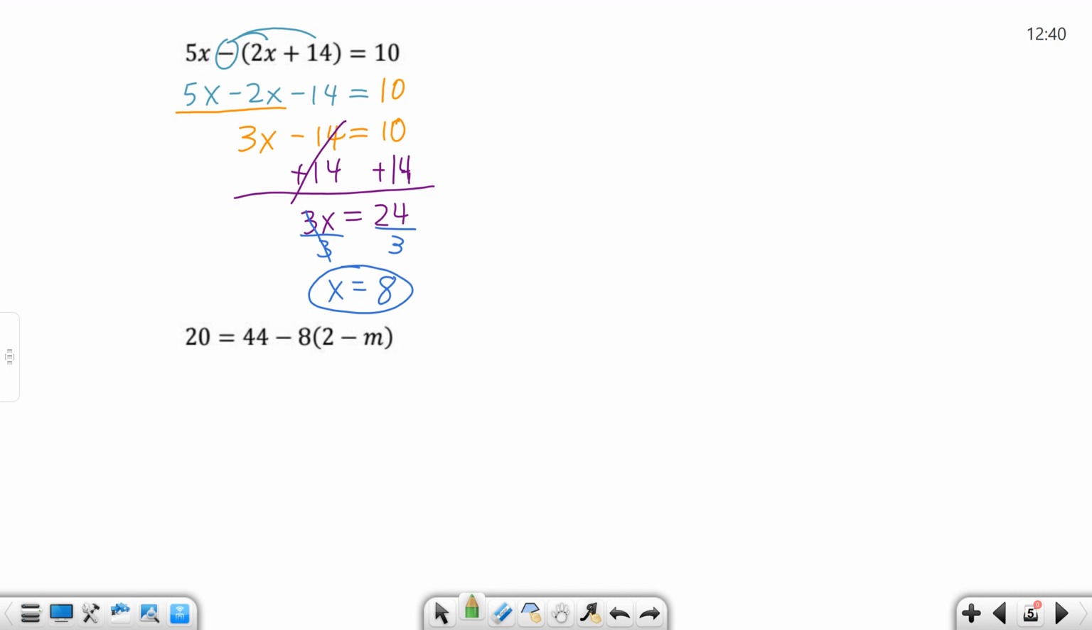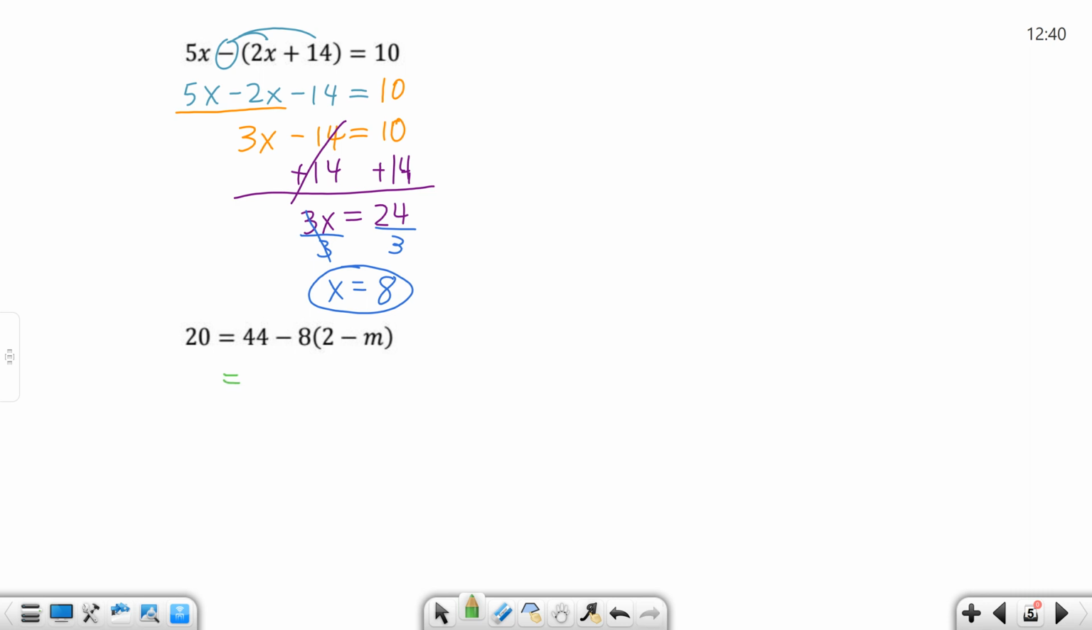The next one, 20 equals 44 minus 8 times 2 minus m, right? The times because it's in parentheses. 2 minus m is in parentheses. Is the left-hand side simplified? Yep. So I'm just going to leave it alone for now. I'm going to go to the right-hand side because this requires some work over here. So let's start over there.